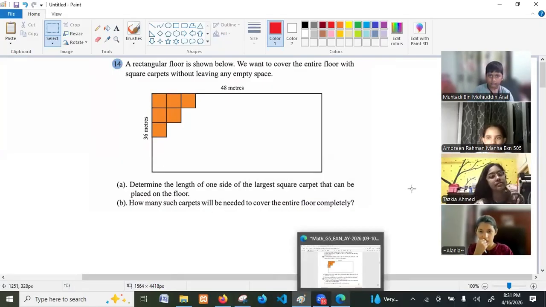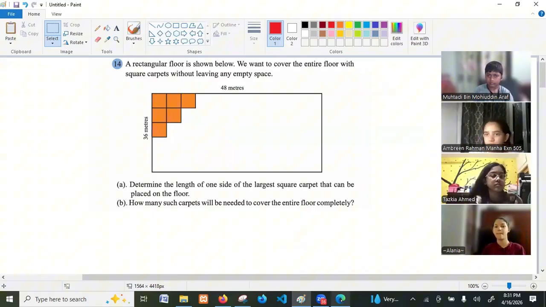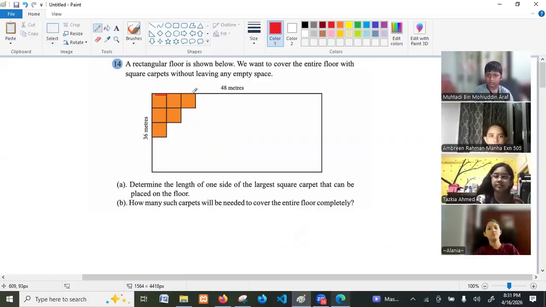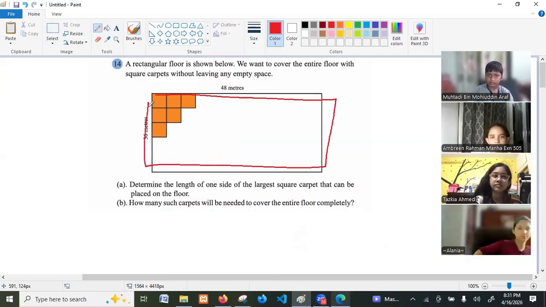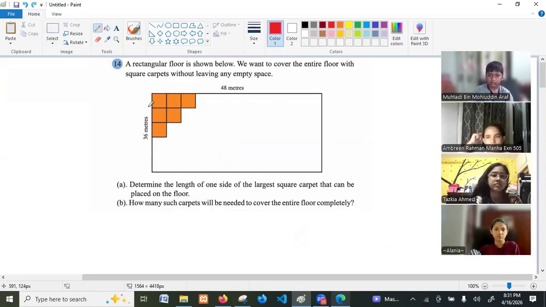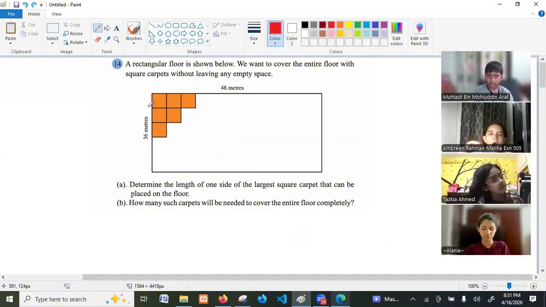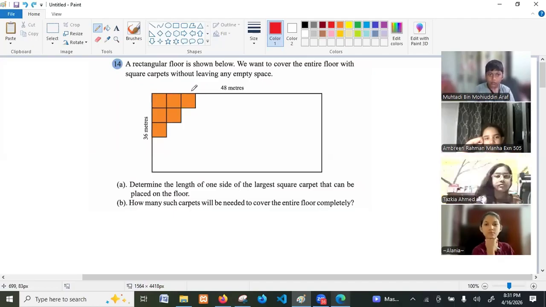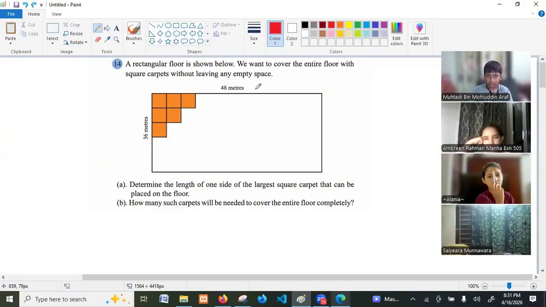Let's do number 14. Okay, so a rectangular floor is shown below. You can see the border that they have given. That's a rectangular shape, right? So that's a floor. We want to cover the entire floor with square carpets. You can see some of the carpets they have given. The carpets are square in size, right? We also haven't left any space between the carpets. That's why they have said with square carpets without leaving any empty space. So that means we are using square-shaped carpets to cover our rectangular-shaped floor.